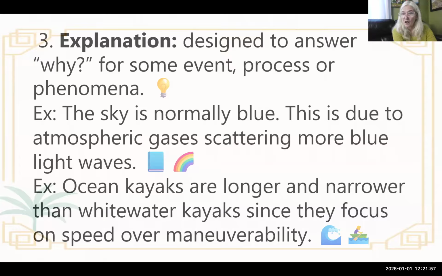So you can often break these down into what's called explanans and explanandum, okay? And this is what is doing the explaining and what is being explained. In this case, what is being explained is the sky looking blue. The next one, ocean kayaks are longer and narrower than whitewater kayaks since they focus on speed over maneuverability. Okay, so those are examples of explanations.